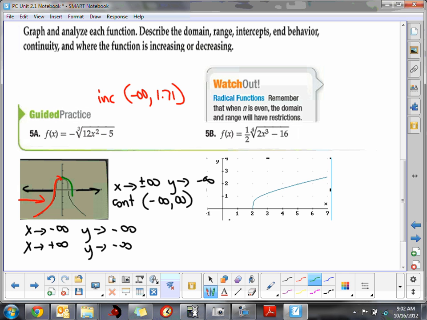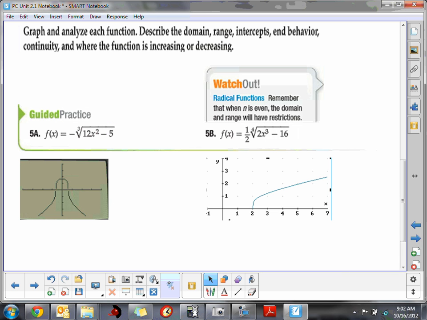But on the other side of that, that's where our graph is decreasing. So on the interval from 1.71 to positive infinity, we have a decreasing graph. So that's all we need to discuss about that problem. Let's move on to 5b.